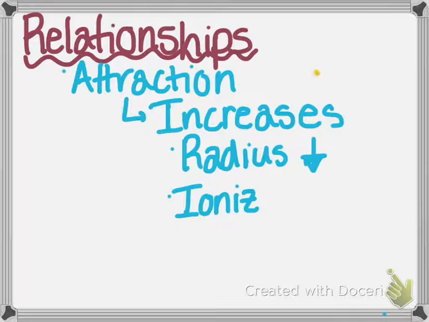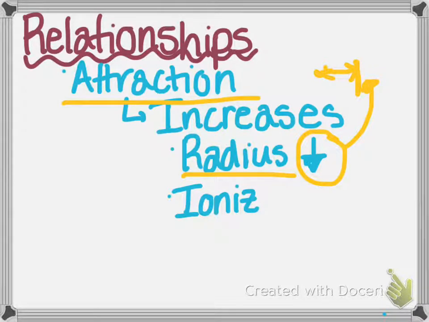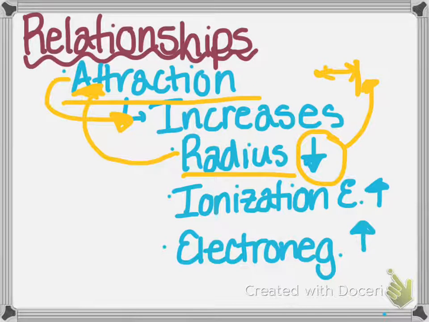If we started with attraction, if our attraction is higher, that means our protons are closer to our electrons. So our atomic radius had to decrease, because those protons had to be closer to those electrons for our attraction to increase. If our attraction goes up, our ionization energy and our electronegativity go up. We can see the relationship between all of those: atomic radius going down increased attraction, which then increased ionization energy and electronegativity.